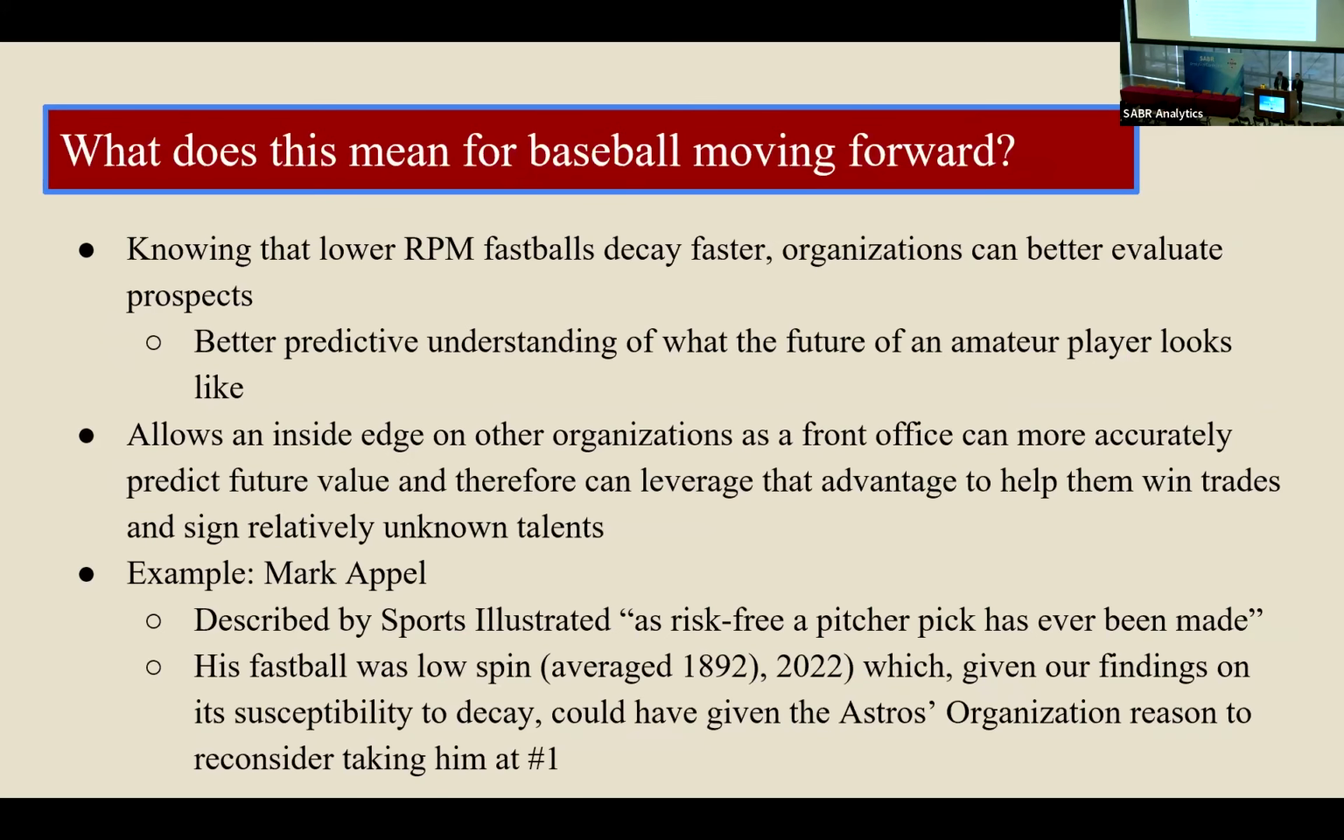What does this mean for baseball moving forward? Now that we know that lower RPM fastballs decay faster, organizations can better evaluate prospects and have a better predictive understanding of what the future of an amateur player looks like. This also allows an inside edge on other organizations as a front office can more accurately predict future value and therefore leverage that. If a prospect throws a low spin four-seamer, which we know decays more than a high spin four-seamer, scouting departments may devalue that player as they know they have a worse shot of becoming a starting pitcher. When an organization drafts a pitcher, they're hoping that he becomes a starting pitcher.